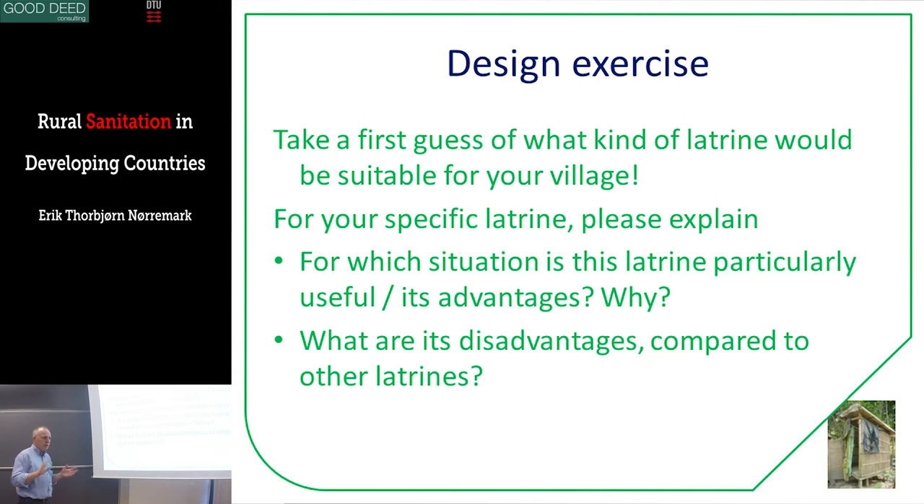In the afternoon, when you start working on working paper number two, you need to take a guess of what kind of latrine would be suitable for your village. There might be several types, and it's nice to give people a choice, not only have one model that suits all. And then discuss a little bit how this particular model is useful, what its advantages are, and also look into disadvantages compared to other models.